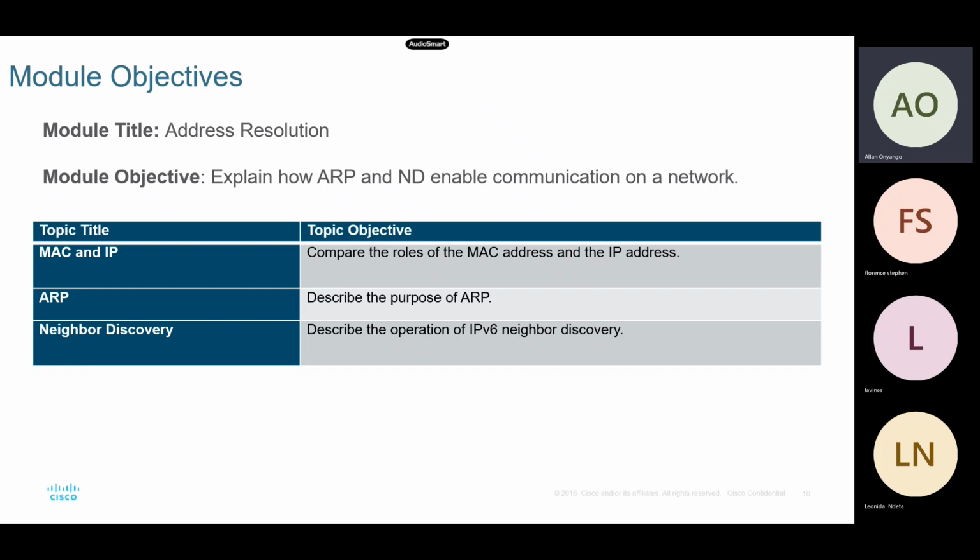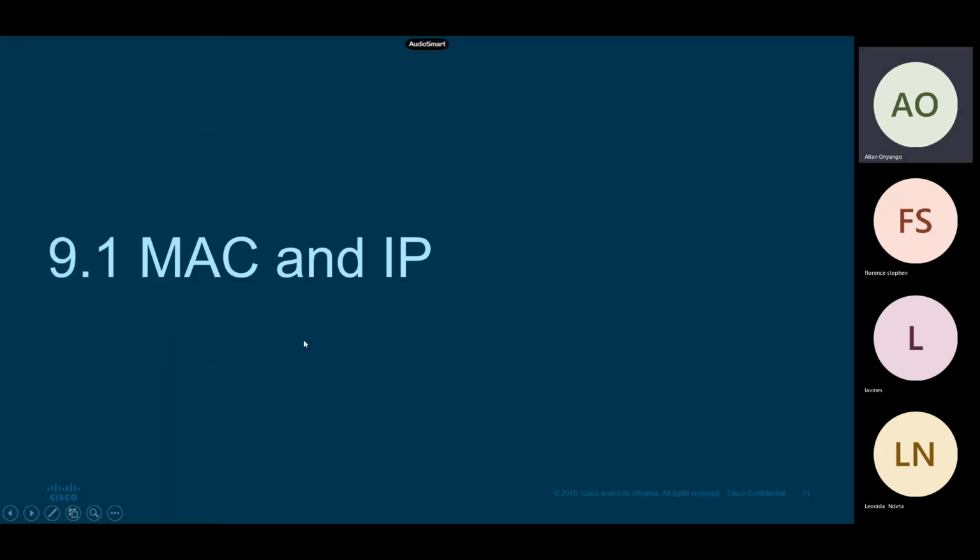Remember that we talked about the IP address in the network layer and the MAC address on the data link layer, all right? So what is the relationship between the MAC address, the IP, and the ARP protocol?